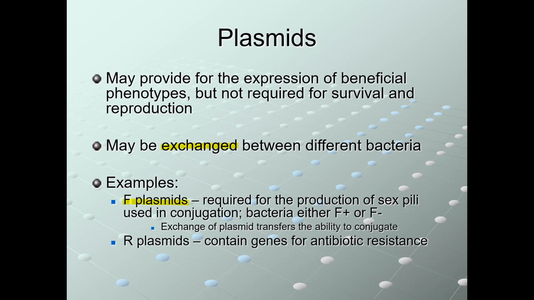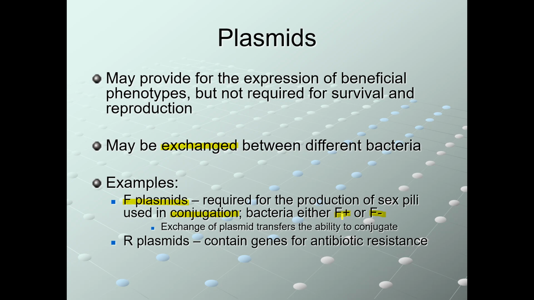Okay, so a couple of examples are F plasmids. I'm not sure where the F comes from, but F plasmids allow bacteria to conjugate. And we're going to look at this term here in a minute. So if bacteria contain the F plasmid, we call them F plus or F positive. If they don't contain that plasmid, we would call them F negative or F minus. And so what this does is it allows the ability to conjugate.